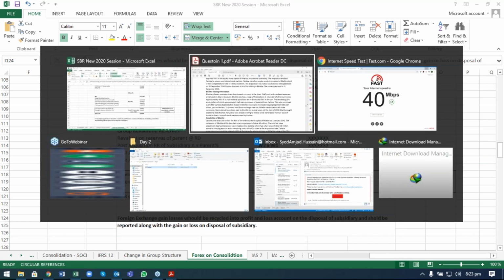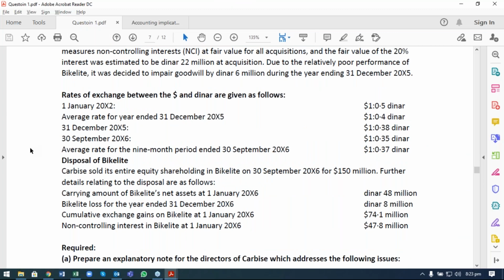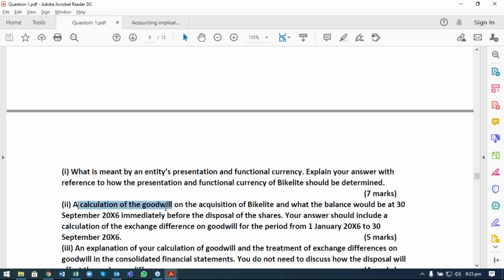Let's come back to our requirement, which was over here. This is a calculation of goodwill on the acquisition of Backlight and the balance for 30th September immediately before the disposal of shares. Your answer should include calculation of exchange differences on goodwill for the period from 1st January 2006 to 30th September 2006. So it's asking me to calculate the goodwill.